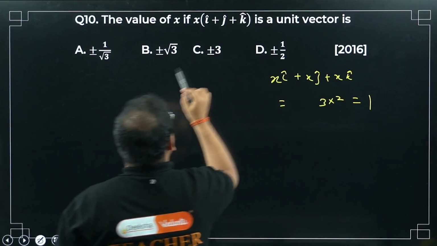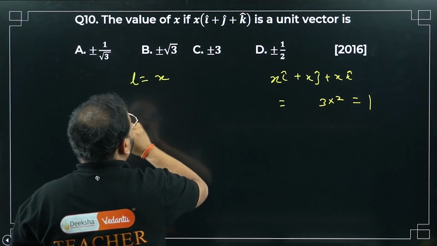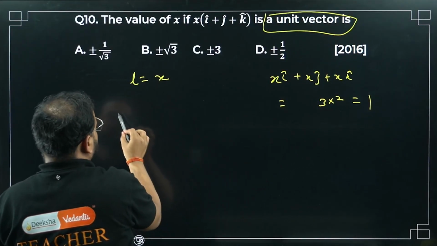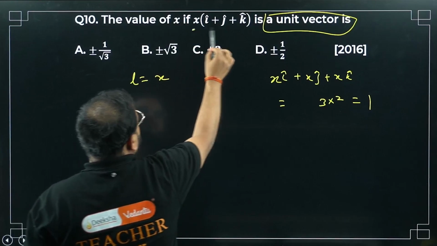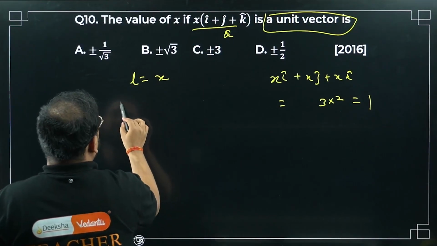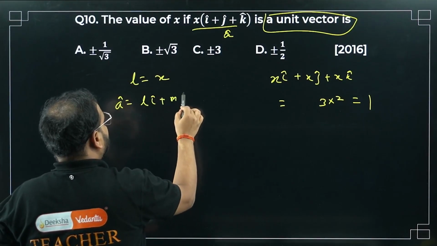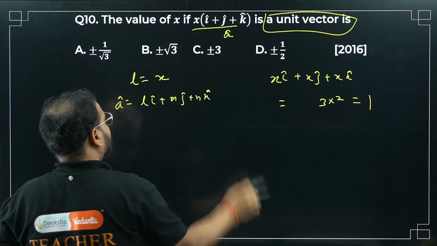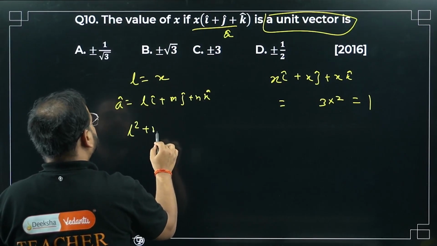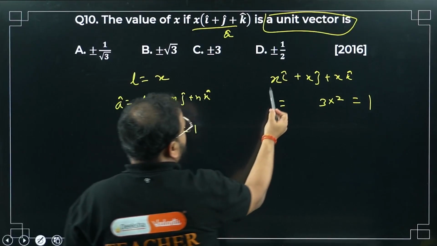If I write the unit vector, now what is going to be my L value? Check here. X only, no? This is a unit vector, right? So how do you write a unit vector? Let's say I write this as my vector A, or unit vector of vector A. Then I write unit vector A equals to L i cap plus m j cap plus n k cap, right? We know this L square plus m square plus n square equals to what? 1. What is LMN? Please compare.